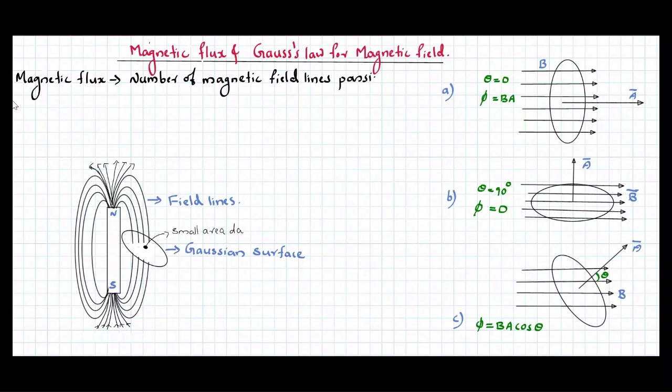We represent the magnetic flux as the dot product of the magnetic field B and the area vector A, that is phi is equal to B dot A, that is equal to BA cos theta. To explain, three figures are drawn on the right hand side.